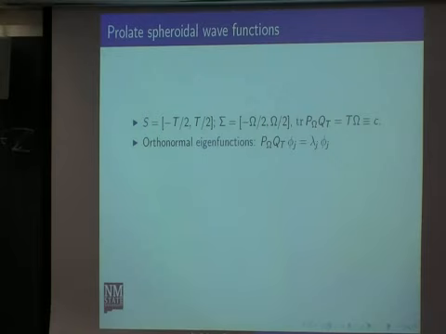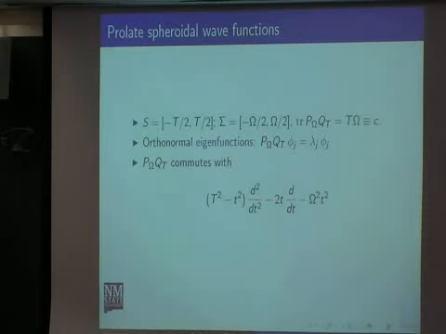And the orthonormal eigenfunctions I'm writing in this manner. And well, the so-called lucky accident is that P omega Q T commutes with this differential operator whose eigenvalues are known, whose eigenfunctions are known to be the prolate spheroidal wave functions that arise in physical applications. And so the eigenfunctions were understood because people had written long, voluminous books with tables of their values, before we had computers.